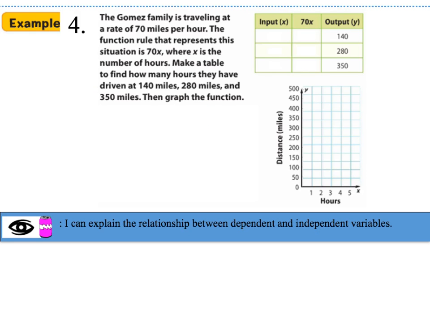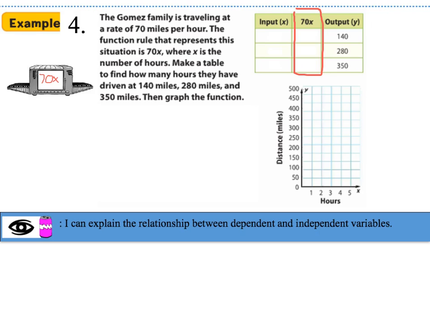For example 4, it says the Gomez family is traveling at a rate of 70 miles per hour. The function rule that represents this situation is 70 times x, where x is the number of hours. Make a table to find how many hours they have driven at 140 miles, 280 miles, and 350 miles. Then graph the function. So on this graph, they're giving us a column for input. They're giving us the column for the relationship, which they gave us in the problem. So 70x is the relationship between the input and the output. And what we have to do is work backwards because they're giving us the output.